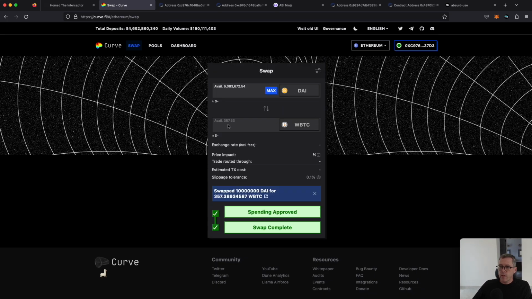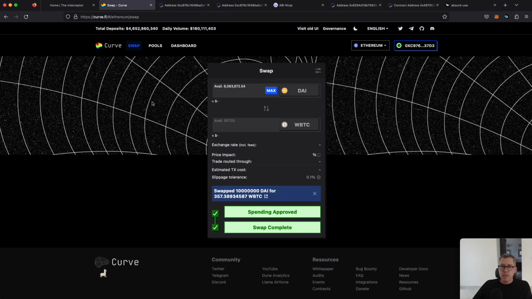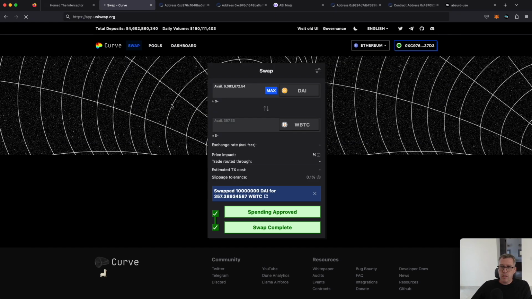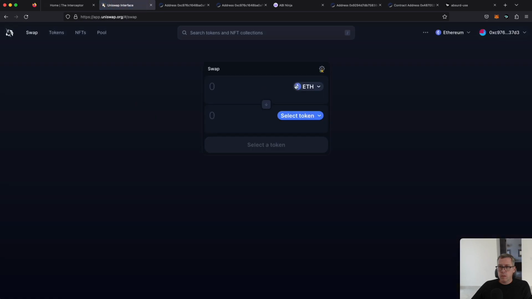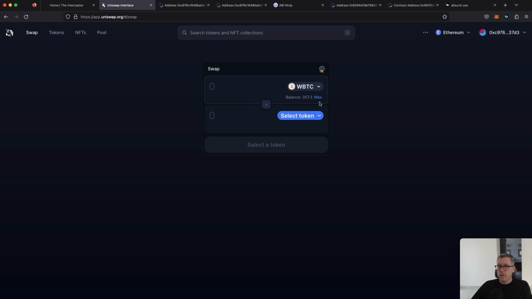There we go. Now we have 357 wrapped Bitcoin. And if you come over here to our Etherscan, you can see that nothing has actually happened. This is all happening for pretend. But it lets us see what these dApps do in these scenarios and allows us to investigate what would happen before committing to those transactions on chain in a way that we can't reverse. So let's go back to Uniswap, and I can show you that Uniswap now believes that we have that 357 WBTC that we just got when we were on Curve.